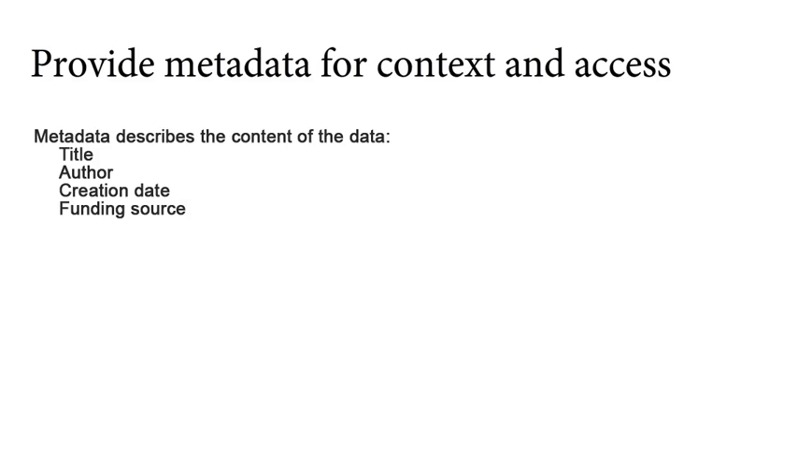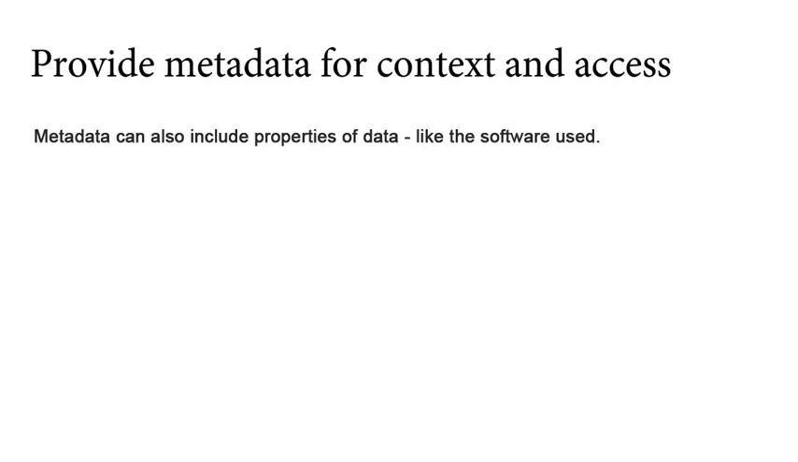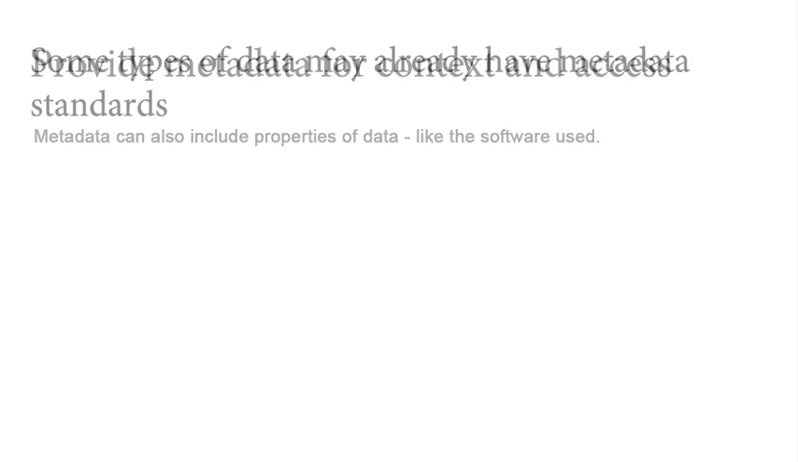Your last step is to provide metadata, or data about your data, that provides context and allows for better access, attribution, and interoperability. This is especially important if you plan on sharing your data in a repository or archive. Metadata describes the content of the data so that it can be discovered and reused. Elements like title, author, creation date, or funding source. Metadata can also communicate other properties of data, such as what software is necessary to open it.